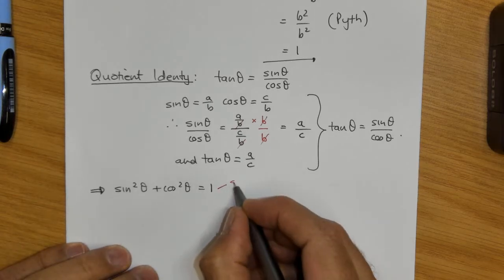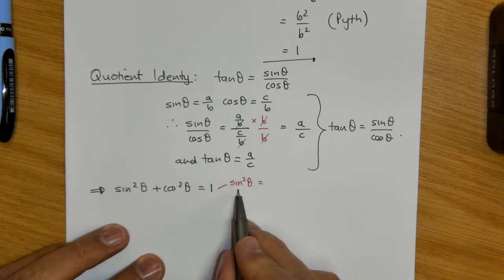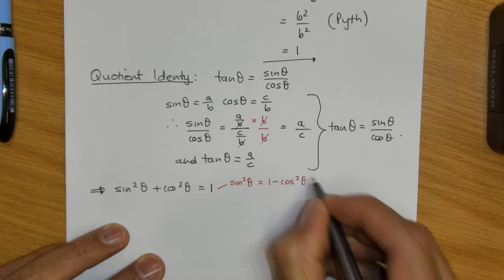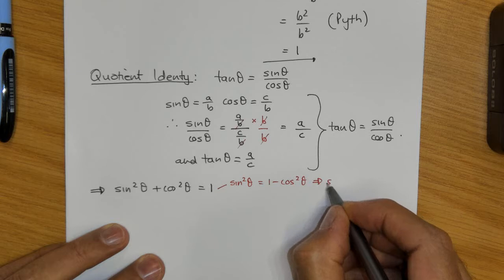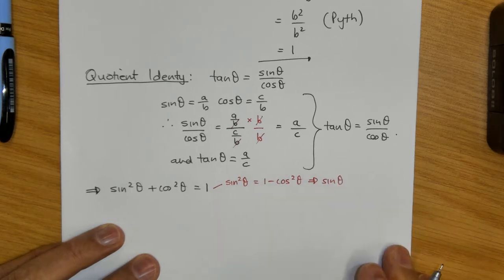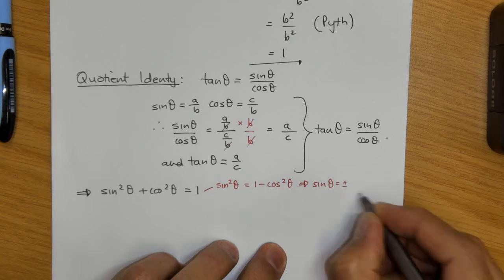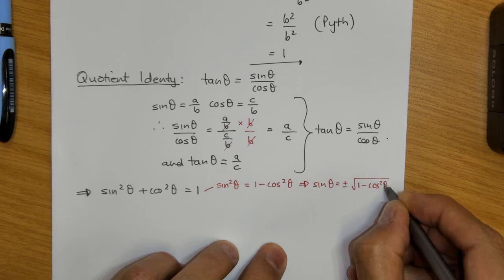This would mean that the sine squared of theta by itself, if I throw the cosine over the equal sign, is 1 minus cosine squared theta. And from that we can get to the sine of theta by itself. The sine of theta by itself is equal to plus or minus the root of 1 minus cosine squared theta.